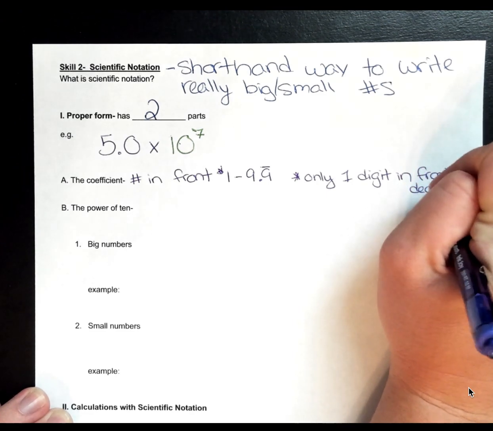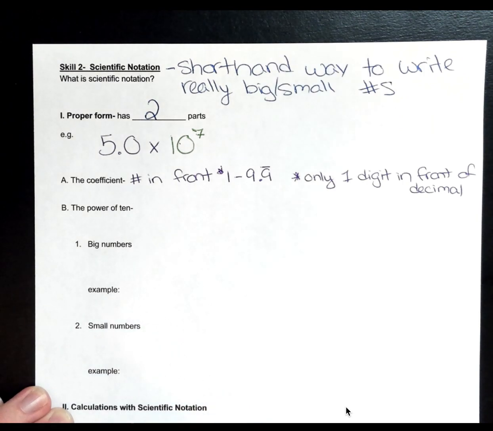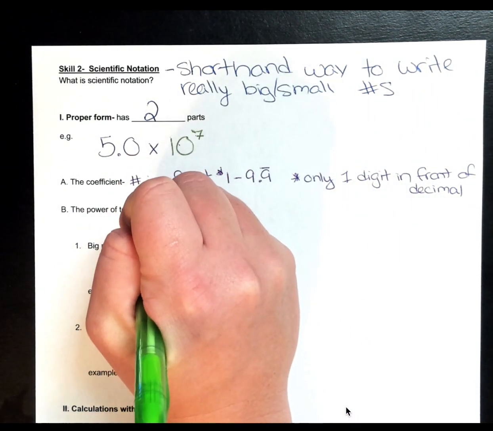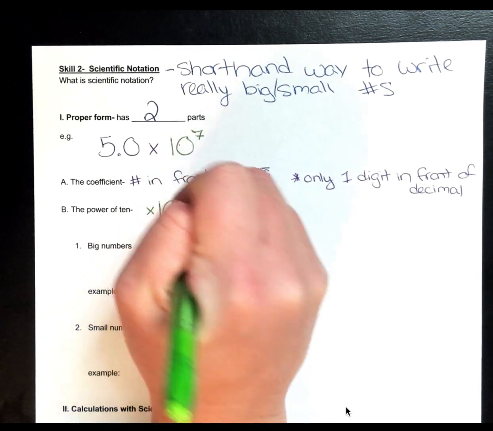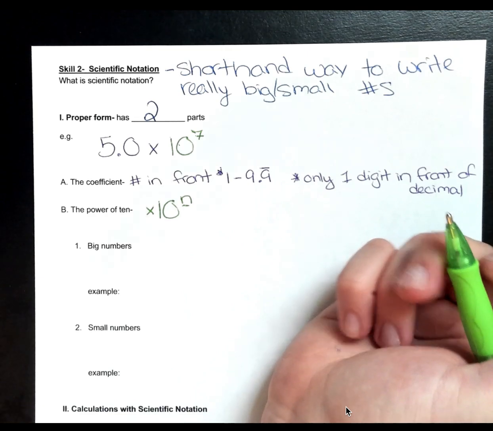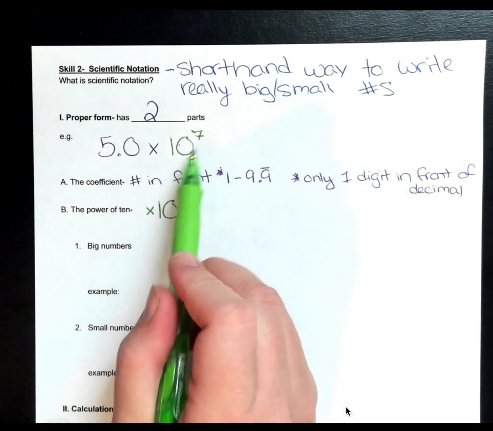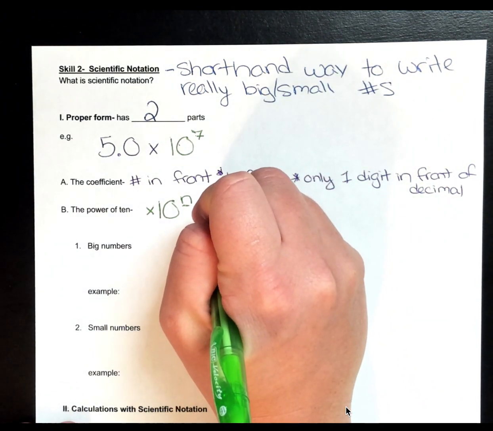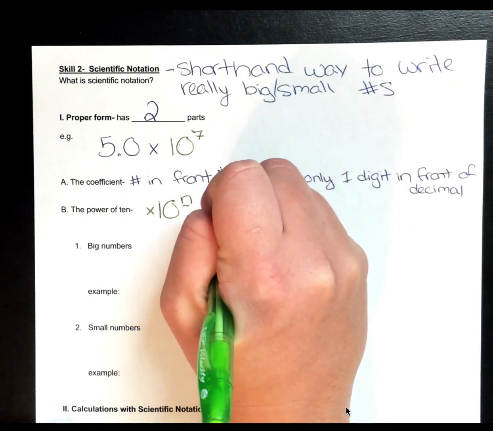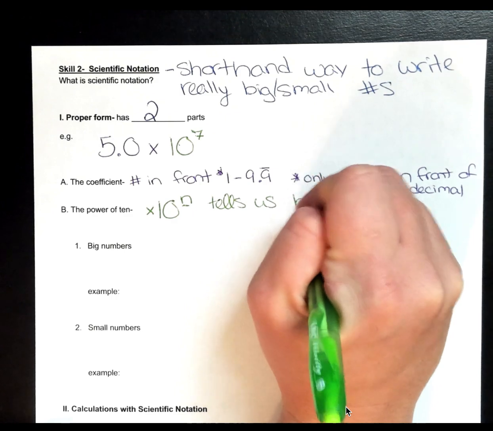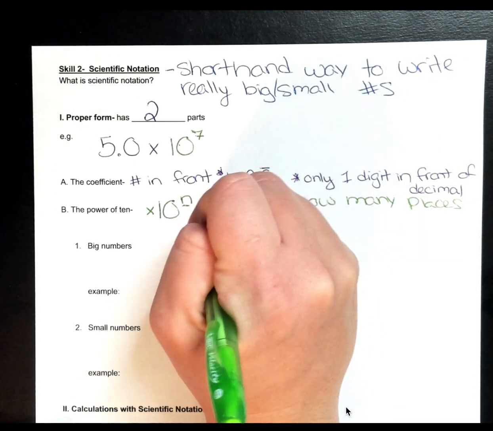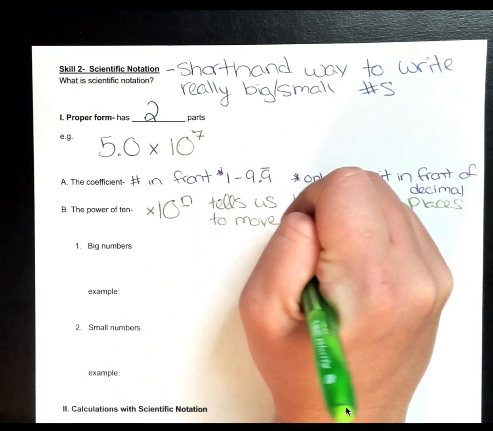So the other portion of this is my power of 10. So my power of 10 in this case is times 10 to some number, okay? So times 10 to some power. And in my example, you'll see it's times 10 to the 7th. So my power of 10 tells me how many places to move the decimal and in which direction.